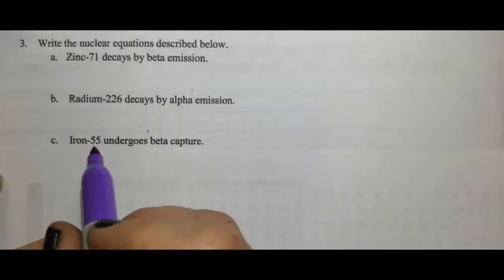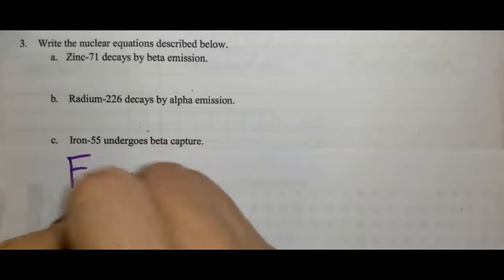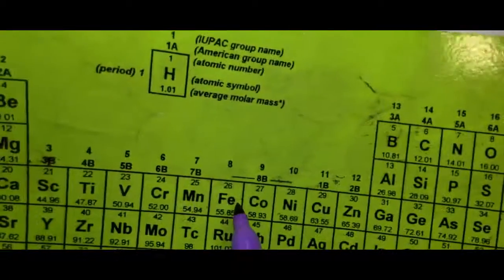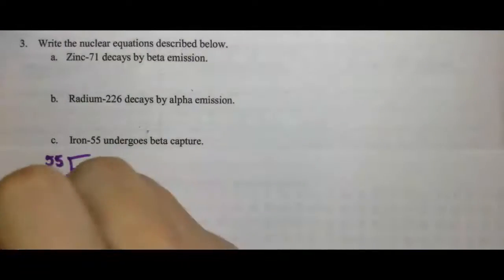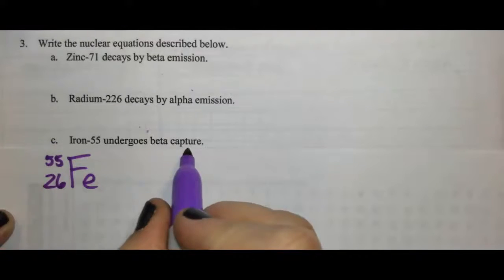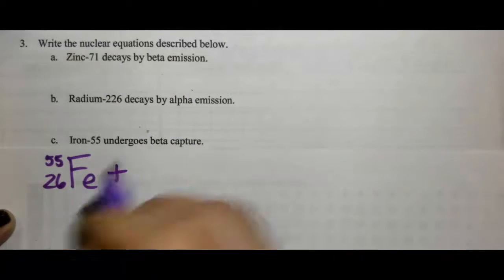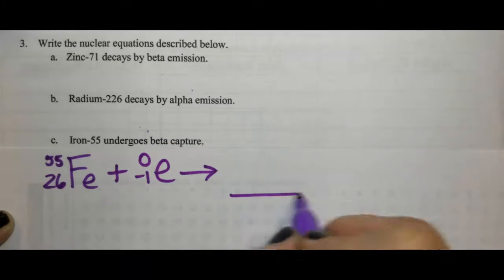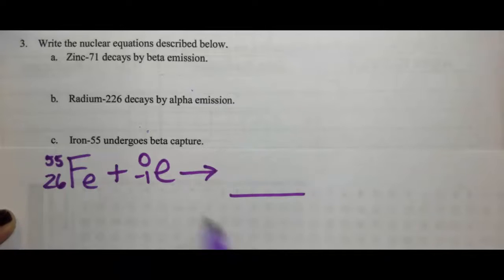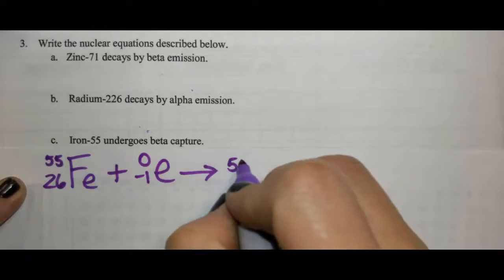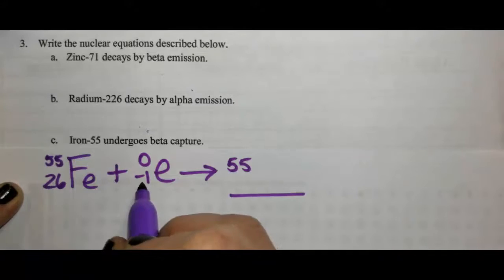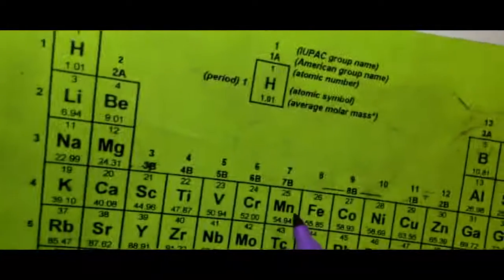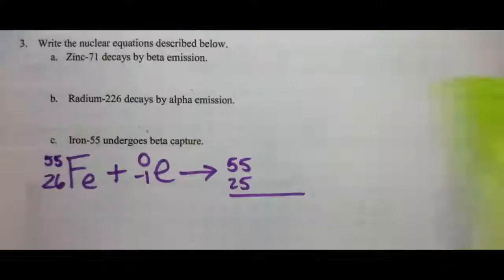Now we're going to write the symbol for iron with a mass number of 55, and then the atomic number of iron is 26. And this one is a beta capture, which means I'm adding a beta particle to my iron. And then the question is, what do we end up with after this beta capture occurs? 55 plus 0 equals 55. 26 minus 1 equals 25. And then I look up element 25 on the periodic table, and that is Mn, or manganese.